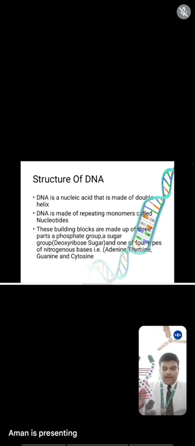It's a biomolecule. When these nucleotides, the monomers of DNA, come together, they form a repeating unit. That repeating unit forms the DNA molecule. These building blocks are made up of three parts: a phosphate group, a sugar, that is deoxyribose sugar, and one of four types of nitrogenous bases, that is adenine, thymine, guanine, and cytosine.